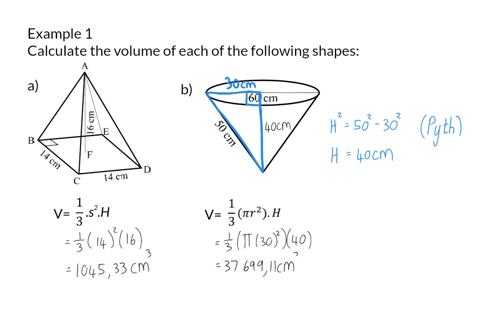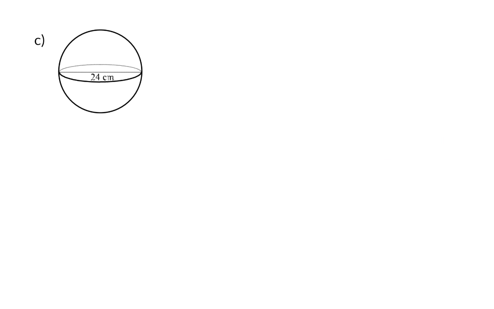So this cone has a volume of 37,699,11 centimeters cubed. Next up, we need to calculate the volume of a sphere with a diameter of 24 centimeters. For this formula, the only dimension we need is the radius. So in my formula, I will substitute the radius with 12. So rounded to 2 decimals, this volume will be 7,238,23 centimeters cubed.